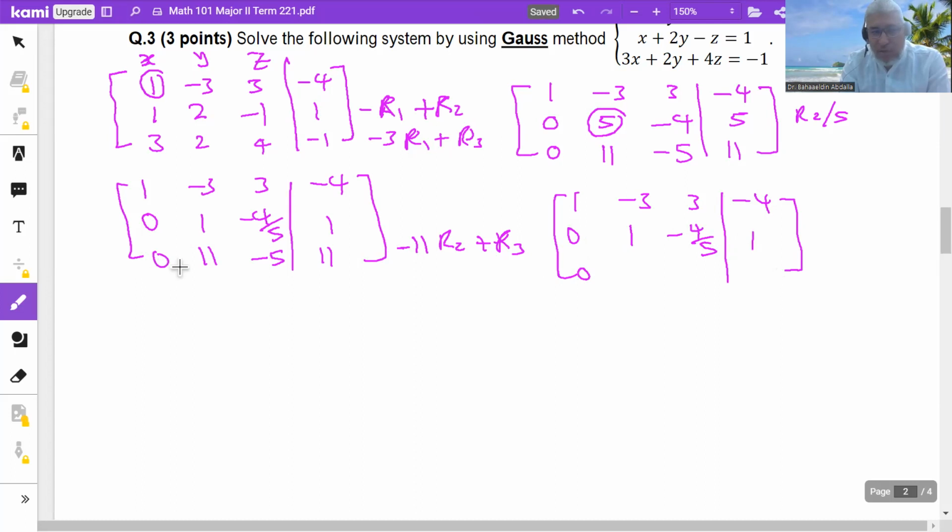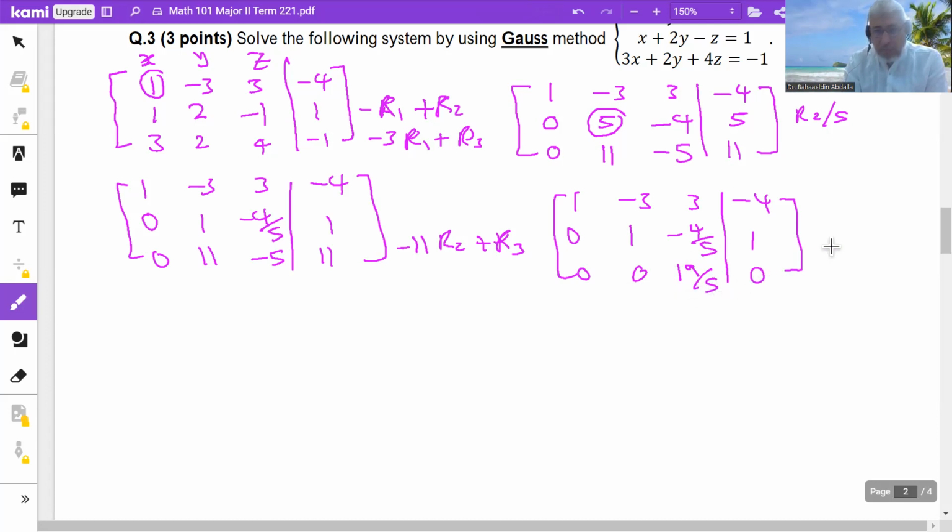-11 times 0 is 0 plus 0, so I have 0. -11 times 1 plus 11, that's 0. Also here, -11 times 1 plus 11, that's 0. And -11 times -4 over 5, I can use the calculator here. This is 44 over 5 minus 5, so I will get 19 over 5. So I'll have 19 over 5 here. And now I finished with the second row. That's excellent. Now the third step is to make 19 over 5, 1.